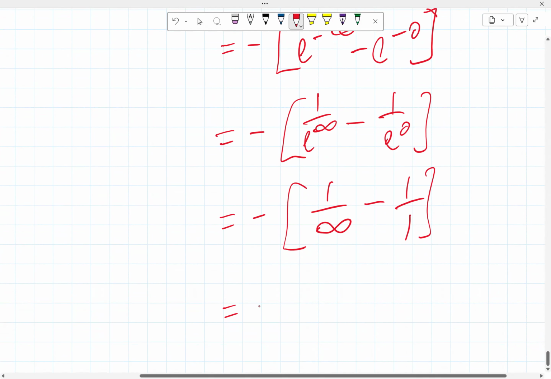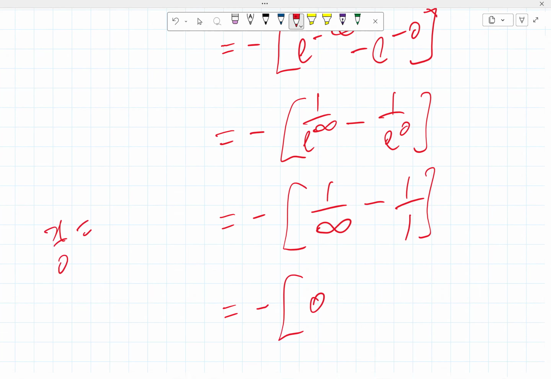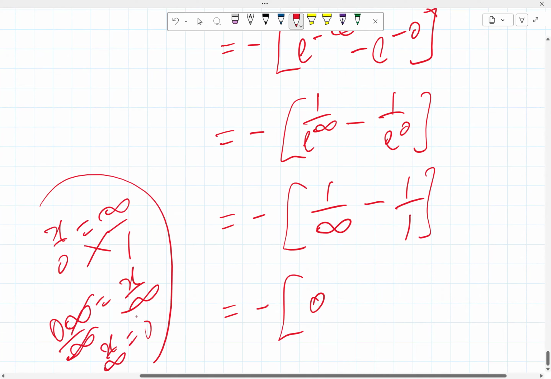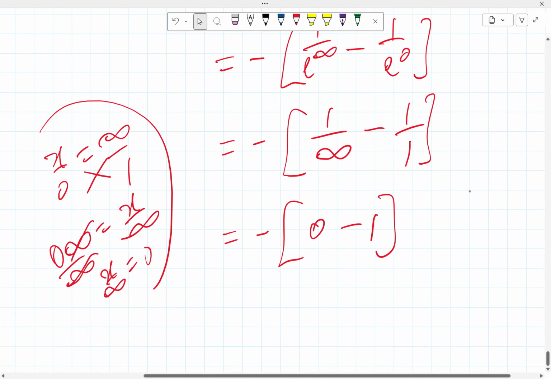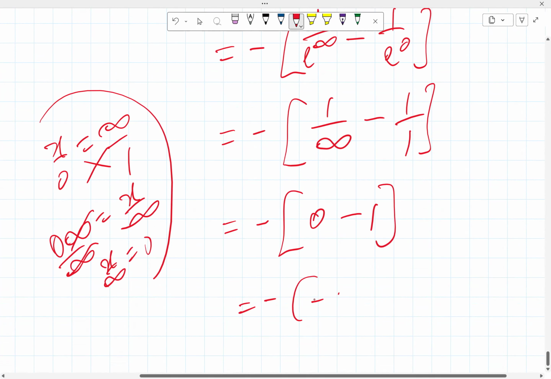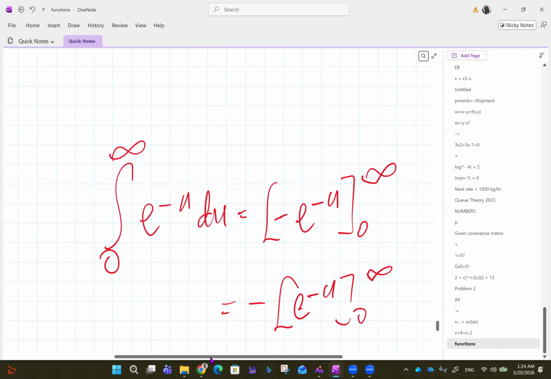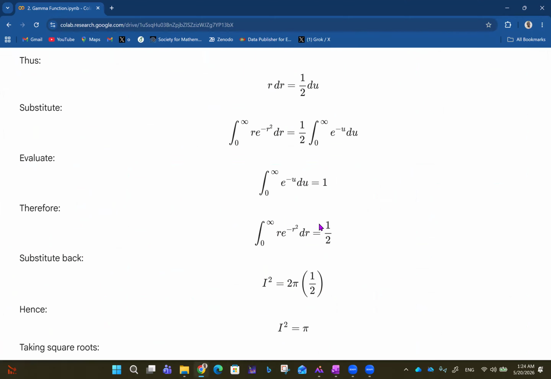So 1 over infinity is 0, because anything divided by infinity is 0. So this is 0 and this is 1 here. So we have minus into minus 1, and the answer is simply 1. That's why the integral of e to the minus u du is equal to 1 here.